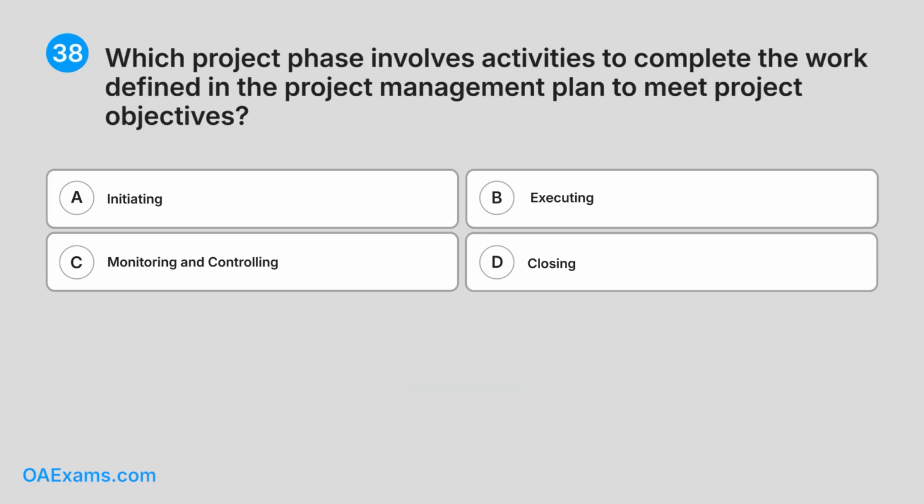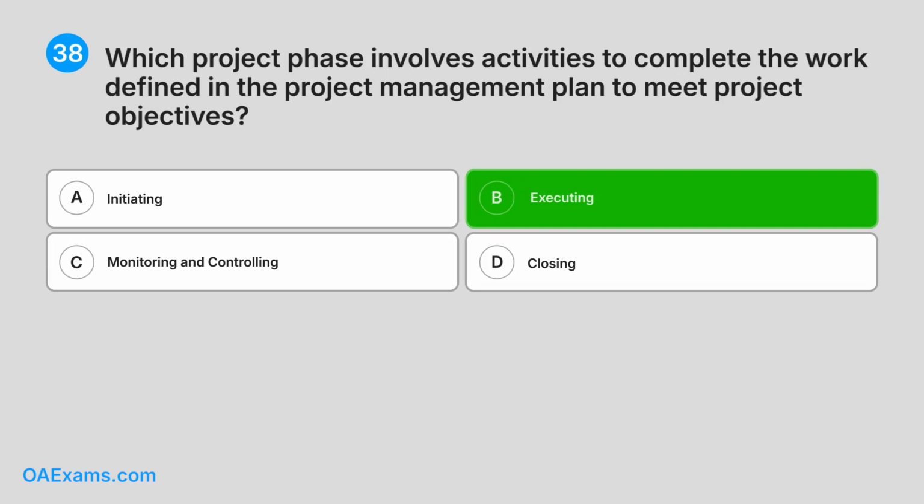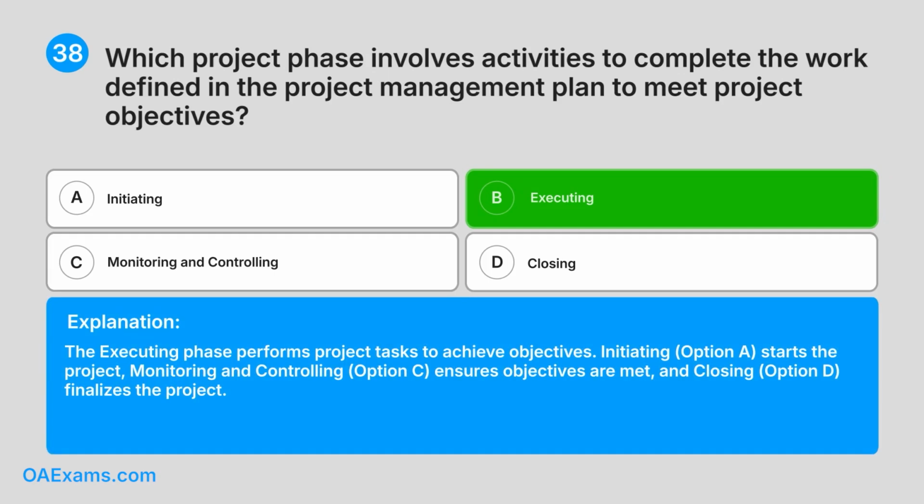Correct answer B. Executing. Explanation. The executing phase performs project tasks to achieve objectives. Initiating, option A, starts the project. Monitoring and controlling, option C, ensures objectives are met. And closing, option D, finalizes the project.